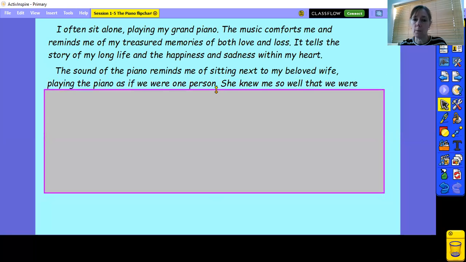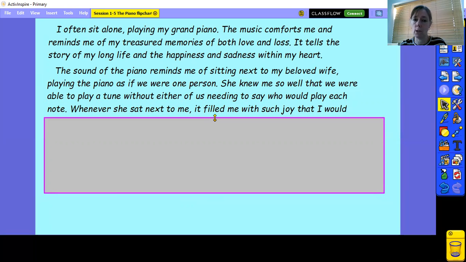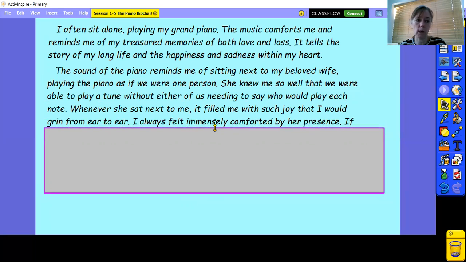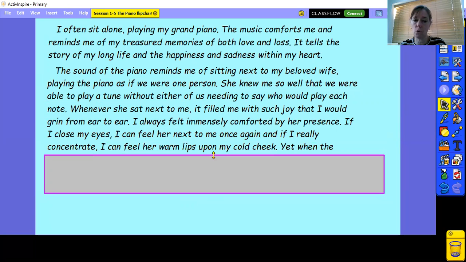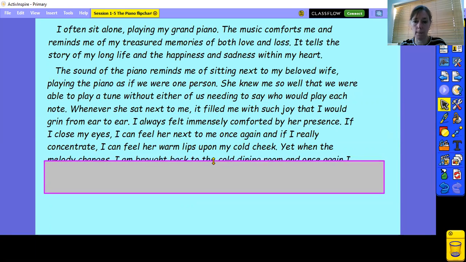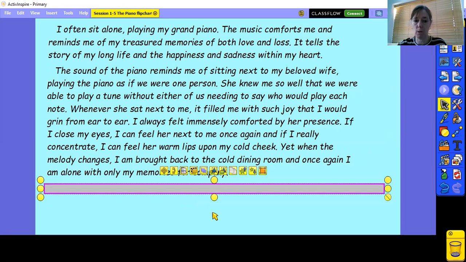The sound of the piano reminds me of sitting next to my beloved wife, playing the piano as if we were one person. She knew me so well that we were able to play a tune without either of us needing to say who would play each note. Whenever she sat next to me, it filled me with such joy that I would grin from ear to ear. I always felt immensely comforted by her presence. If I close my eyes, I can feel her next to me once again. And if I really concentrate, I can feel her warm lips on my cold cheek. Yet when the melody changes, I am brought back to the cold dining room. And once again, I am alone with only my memories for company.